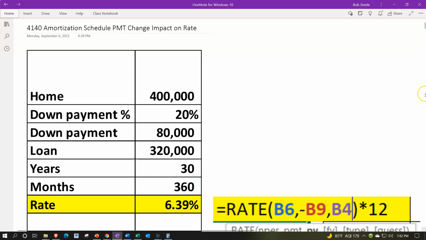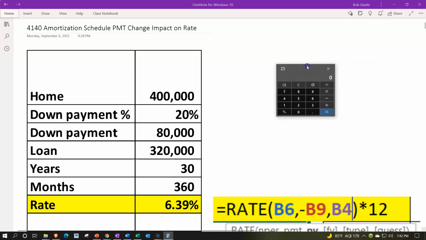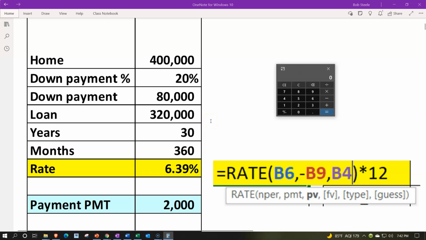So we have our information up top. The home price is going to be $400,000, 20% down. That means the down payment is going to be $80,000. $400,000 minus the $80,000 is the loan of $320,000. We're going to have the 30-year term. That's going to be fixed. We're not going to be changing it. 30 times 12 gives us 360 months, or periods.